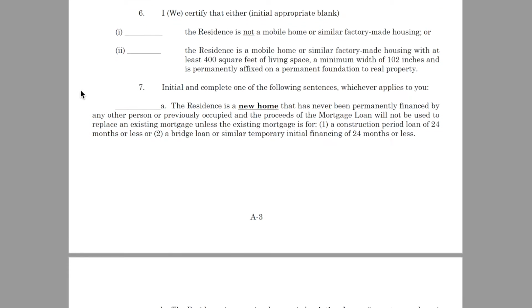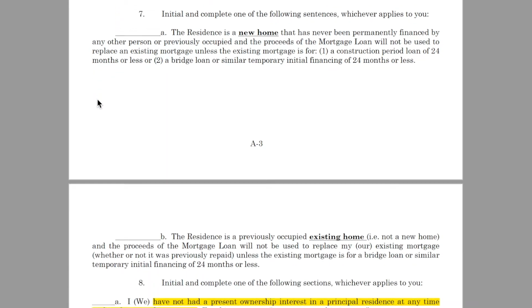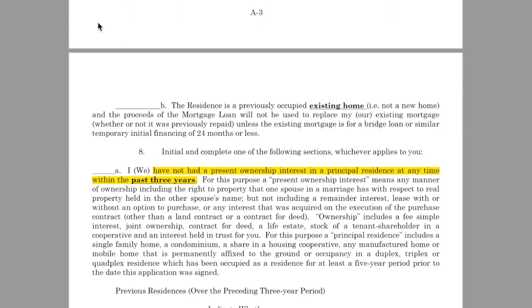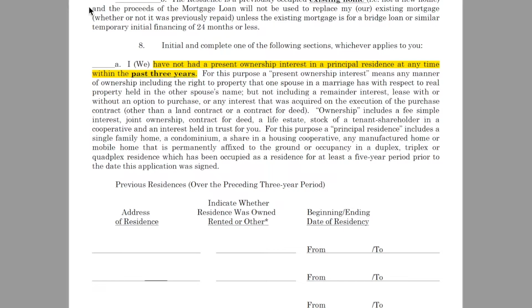Number 6, you will initial either next to 1 or 2. If you are purchasing a mobile home, you will initial next to 2. If you are not purchasing a mobile home, you'll initial next to 1. Number 7, you will initial next to A if you are purchasing a new build home. So if nobody's ever lived in this home before you, you'll initial next to A. Otherwise, you will turn the page and initial next to B, that you are purchasing a previously existing home that someone else has lived in before.